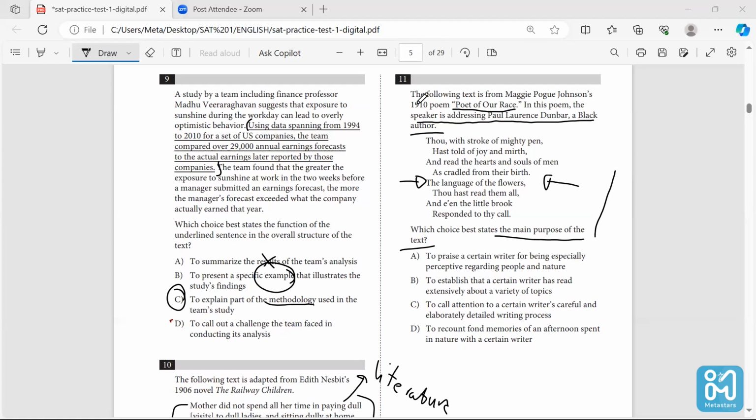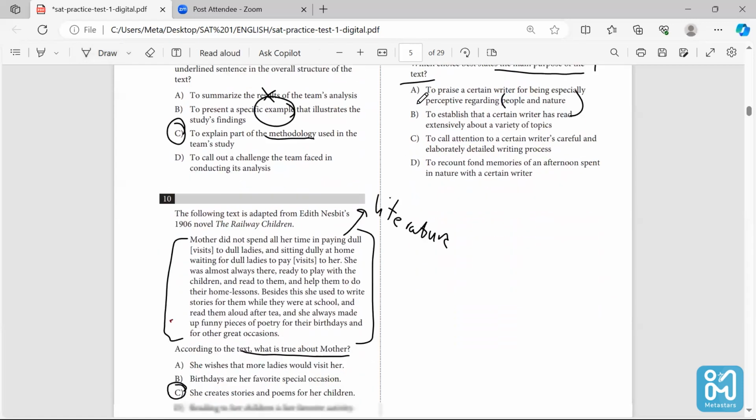So basically, Ahmed, the one who just gave me the right answer here, it's right because to praise a certain writer for being specially perceptive regarding people and nature. If I want to look at this guy's nature, it has joy and mirth. And nature, it says, read their hearts. For sure, guys, reading their hearts would never be literal, which means their soul. Thank you so much, Ahmed, for answering well.